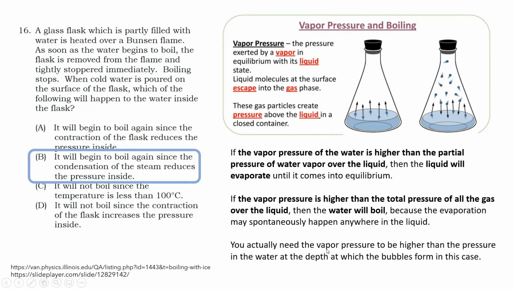So, you actually need the vapor pressure to be higher than the pressure in the water at the depth at which the bubbles form in this case. So, yung purpose kung bakit mo siya binuhusan ng cold water para mag-boil ulit is to reduce the pressure inside. So, bale, kailangan mo kasi i-reduce yung total pressure of all the gas over the liquid. Kaya ka magbubuhos ng cold water para mas maging higher yung vapor pressure and mag-boil ulit yung liquid. So, yun yung idea behind that.